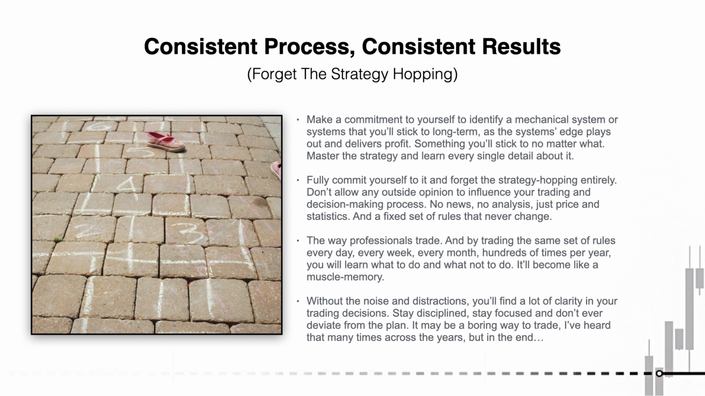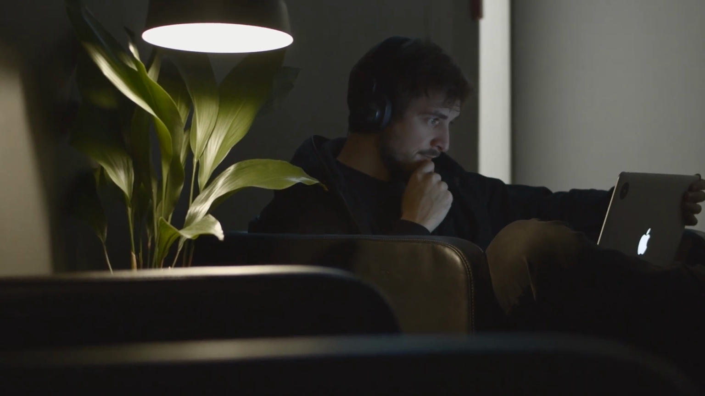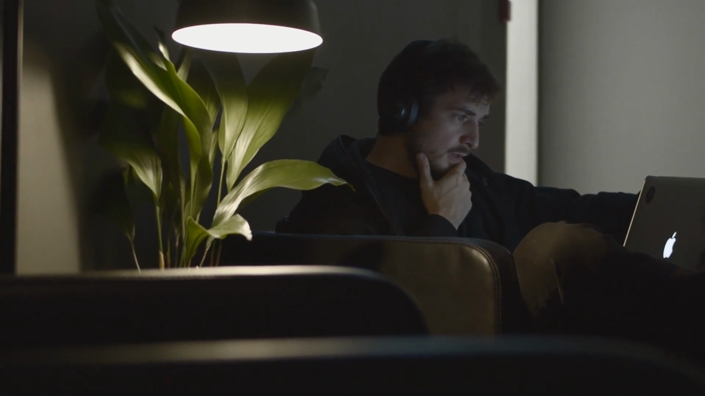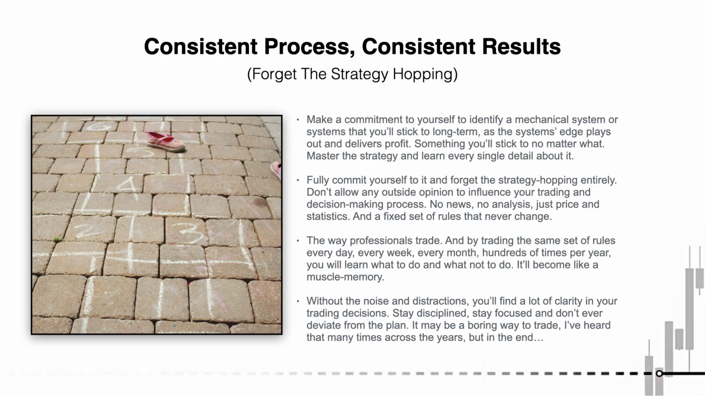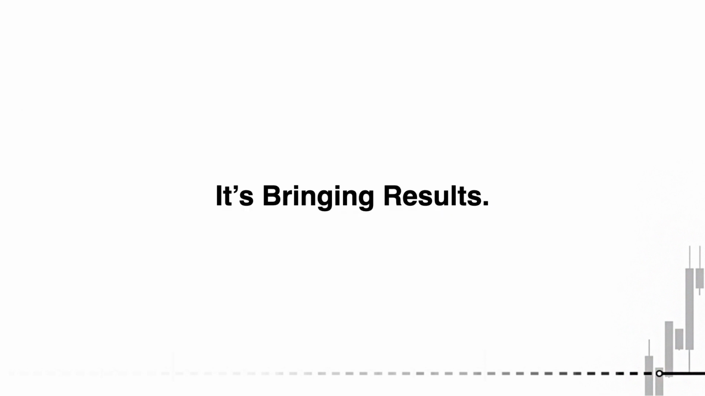And by trading the same set of rules every day, every week, every month, hundreds of times per year, you'll learn what to do and what not to do. And it'll become like muscle memory. Without that noise, without those distractions, you'll find a lot of clarity in your trading decisions. Stay disciplined, stay focused, and don't ever deviate from the plan. And okay, it may be a boring way to trade, and we've heard that many times across the years, but in the end, it's bringing results.